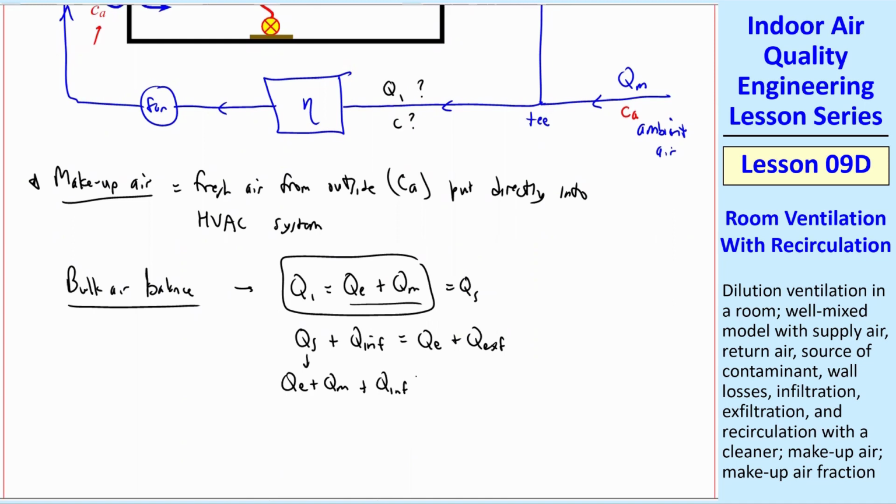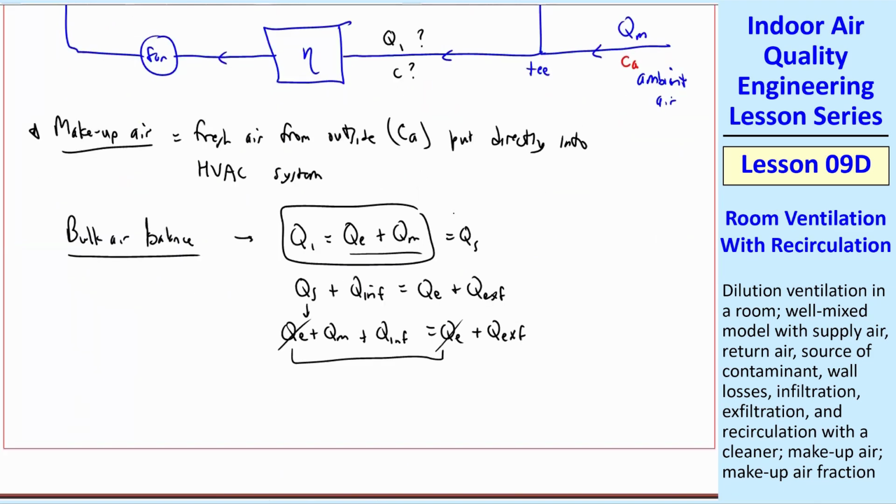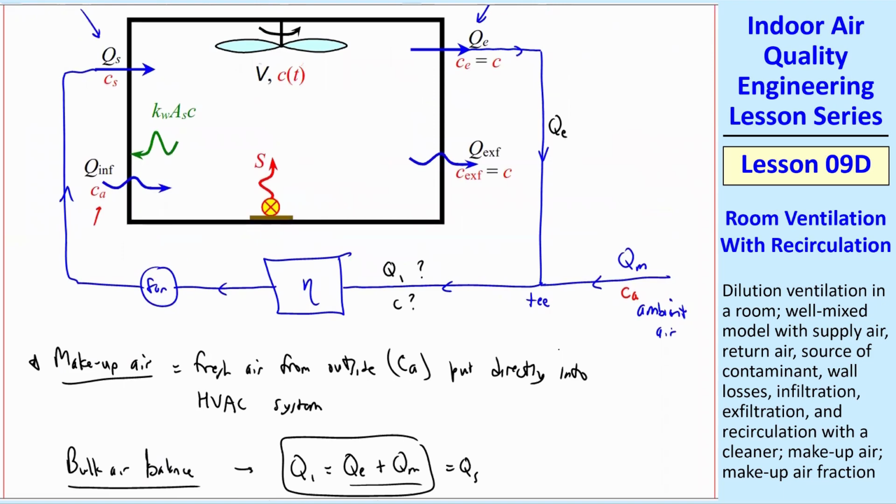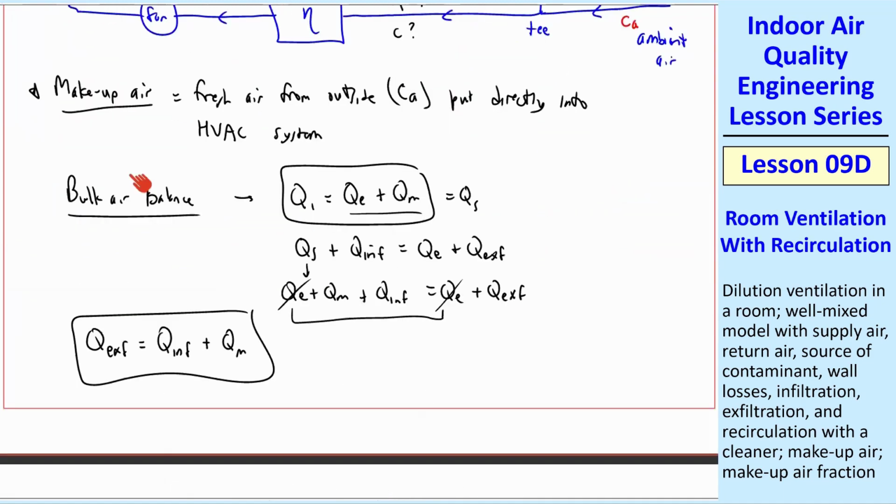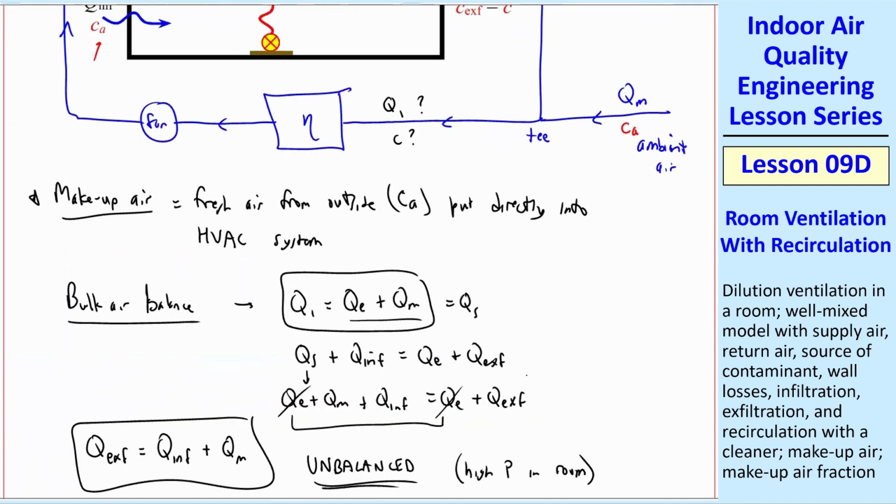That's QM plus QINF equal QE plus QEXF. And you see that these two cancel. And so we have QEXF equal QINF plus QM. So in other words, we're forcing some extra flow to come in, and not all of this flow that comes in supply gets exhausted because we're adding QM to QE, bringing all that in. So QS has to be bigger than QE, and therefore QEXF has to take up the slack. So it will be greater than QINF. So the Q exfiltration is bigger than the Q infiltration. And so this situation is unbalanced. You would have a high P in the room that will force extra air to go out.